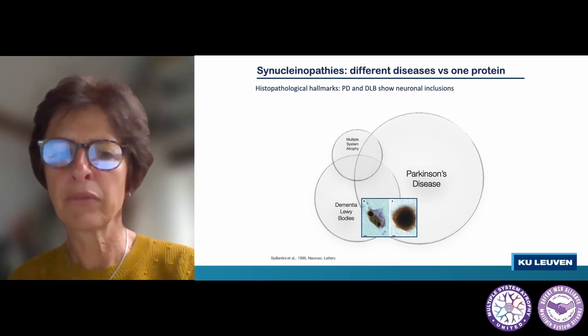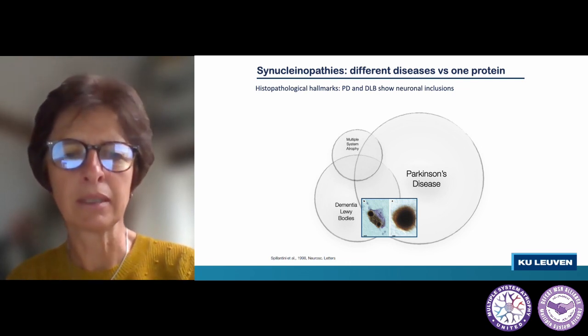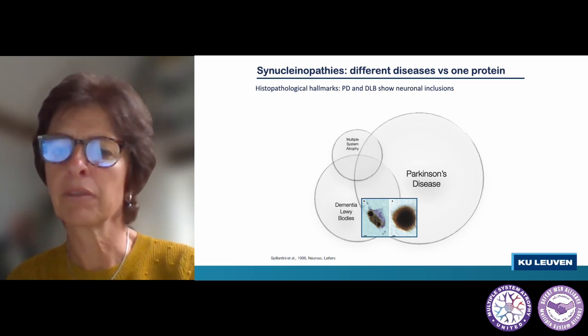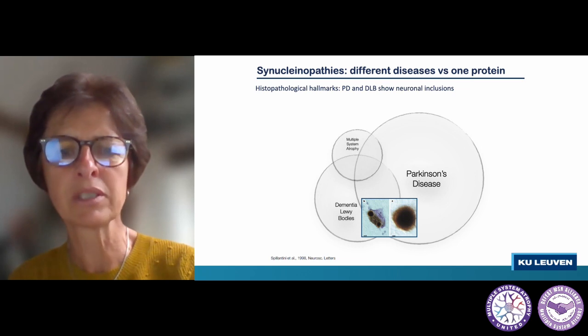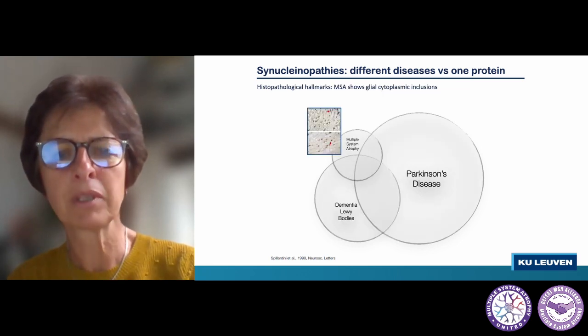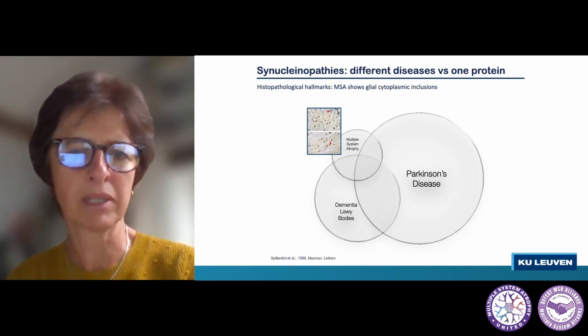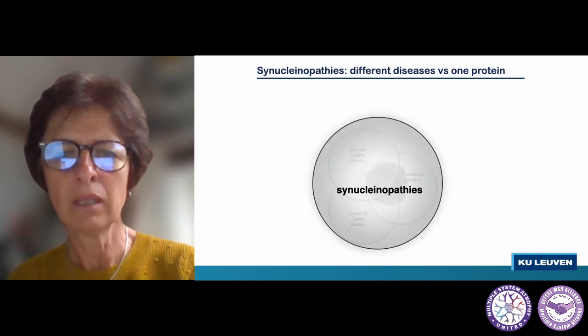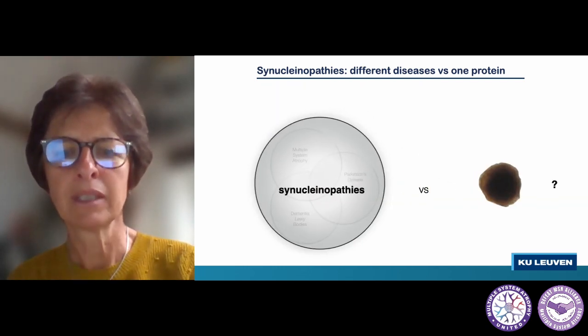If you look at the pathology in the brain, we know that in Parkinson's disease and in dementia with Lewy bodies, alpha-synuclein aggregates in neurons, and these are called Lewy bodies. But in multiple system atrophy, it aggregates in a different type of cell, in oligodendrocytes, and there it's called GCIs, or glial cytoplasmic inclusions. So one of the mysteries is how this one protein can be causing or involved in these different diseases.